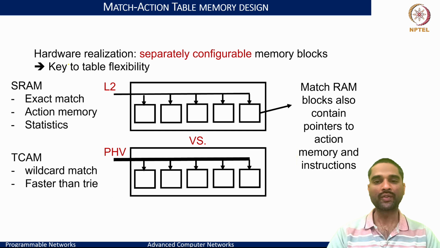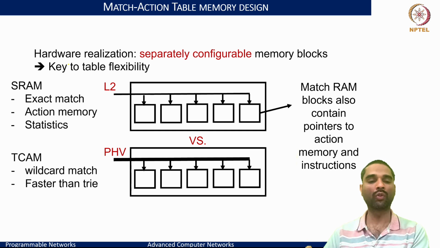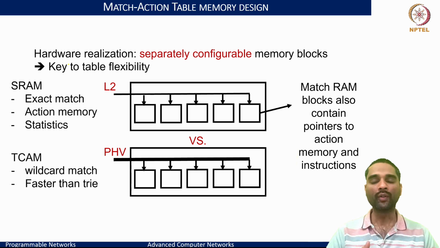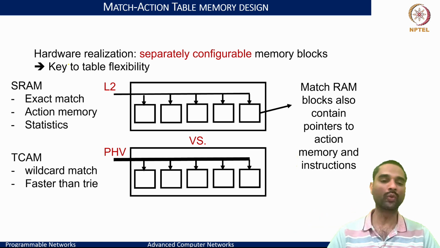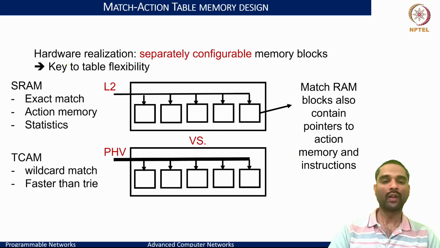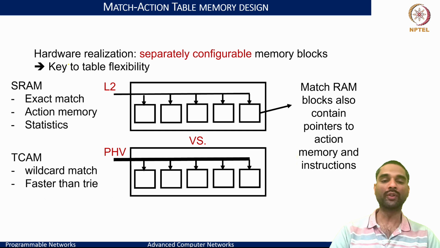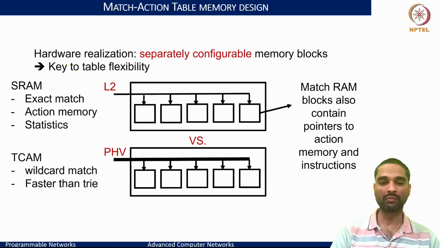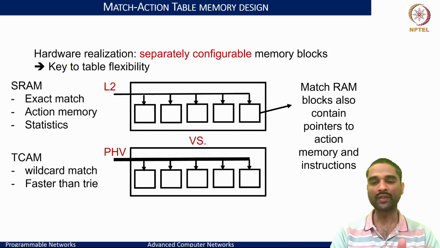But nonetheless, these match blocks contain a pointer to the set of actions that you want to take, and those actions are encoded in memory as the set of functions or instructions that you want to execute. And on this usage of TCAM, like you learned earlier about the trie approach, the TCAM wildcard match is much faster than the trie-based approach, and nonetheless it is power hungry.